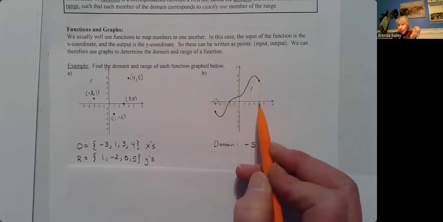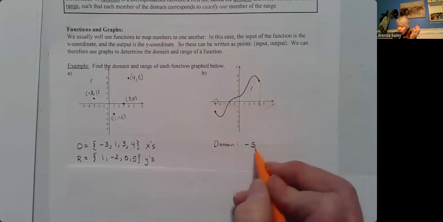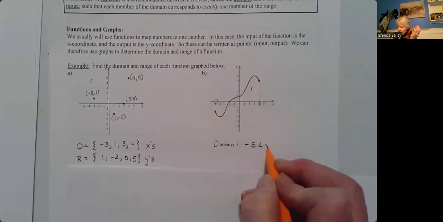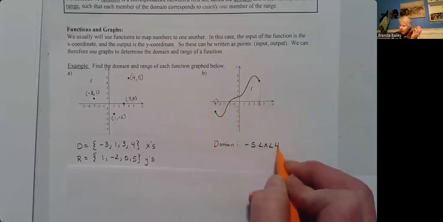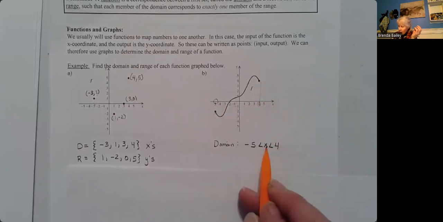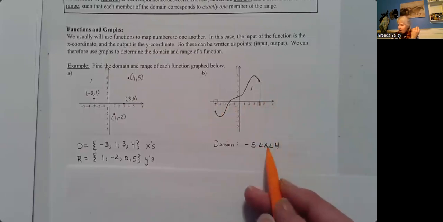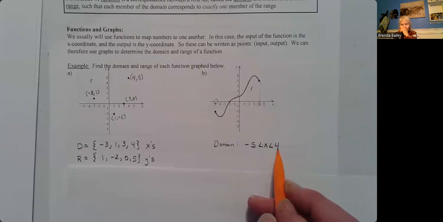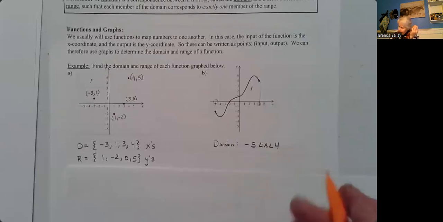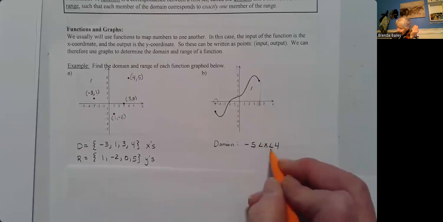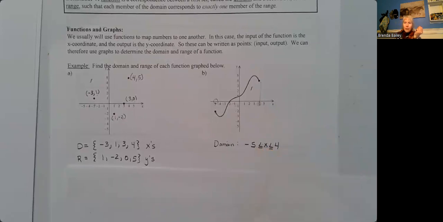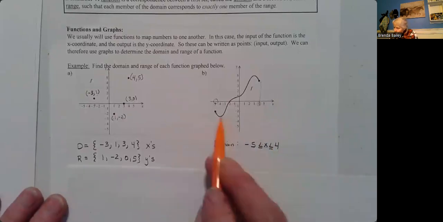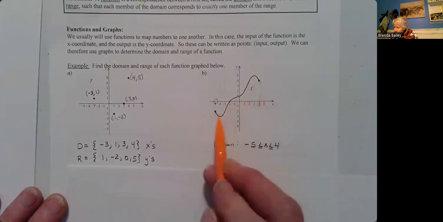What are the ways of writing this? First off, this is set notation. The x's are greater than or equal to -5 and less than or equal to 4. And then I like to read it as x's are between -5 and 4. They're filled in dots, so better put the bar underneath them: less than or equal to. So they include those because those are filled in circles.